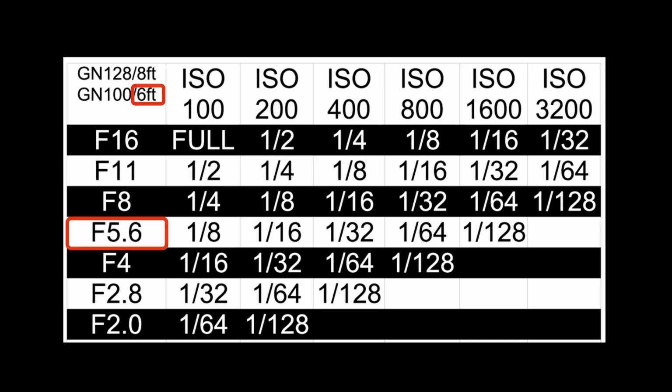So I'm gonna take a picture here, right? We were shooting at 5.6, okay? And so according to my calculator, 5.6 at ISO 100 is 1/8 power. Okay, and just to show you that this ambient light is not affecting this picture, I'm gonna take one shot without my flash.